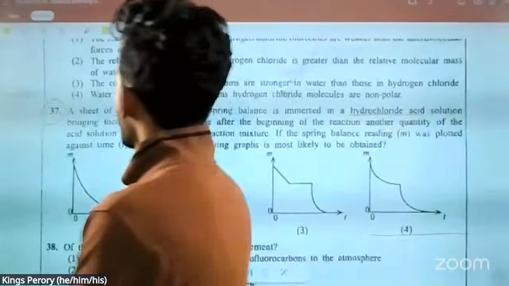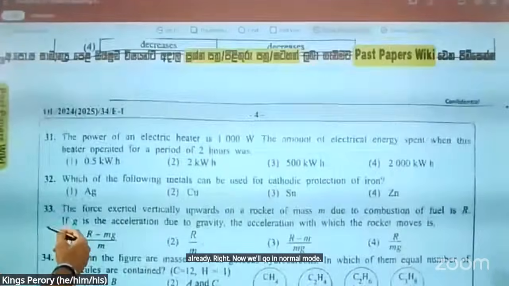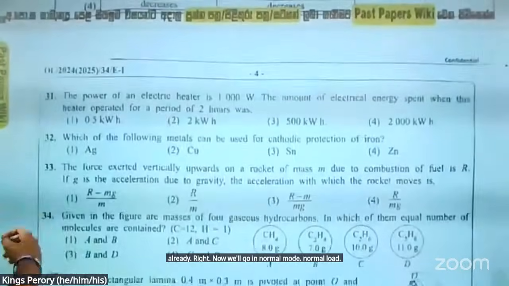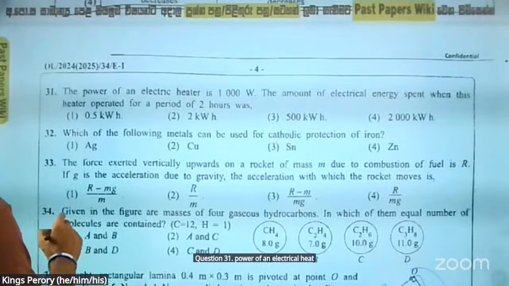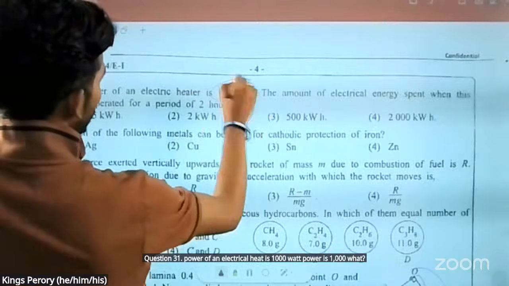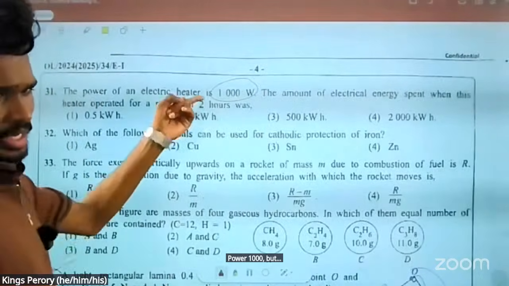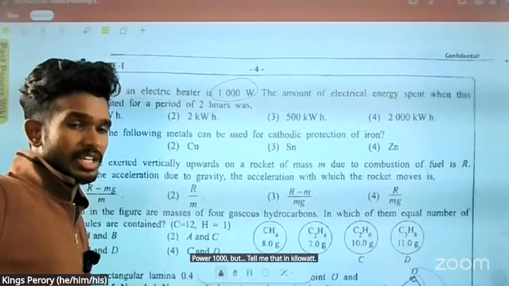Right. Now we'll go in normal order. Question 31. The power of an electrical heater is 1000 watt. Tell me that in kilowatt.